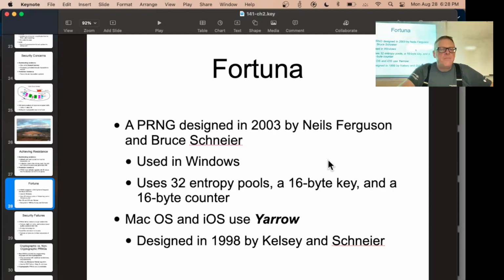Fortuna is one of the random number generators designed by Bruce Schneier and Niels Ferguson. And this is what Windows uses. Mac OS and iOS use something called Yarrow to do the same job.